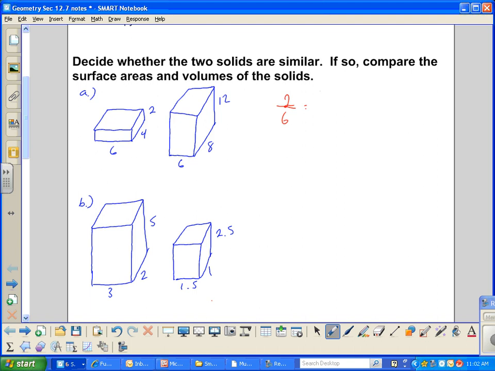So 2 to 6 is going to reduce to 1/3. And the next size up is 4 on the left, and the next size on the right is 8, which is going to reduce to 1/2. So automatically, as soon as we recognize that we got 1/3 and 1/2, which are two completely different ratios, then we know that those two objects are not similar.